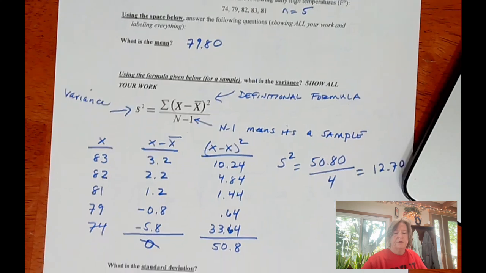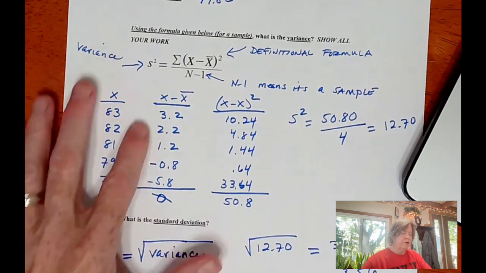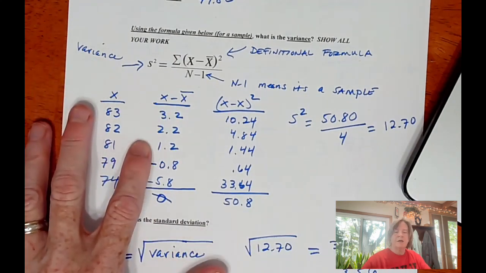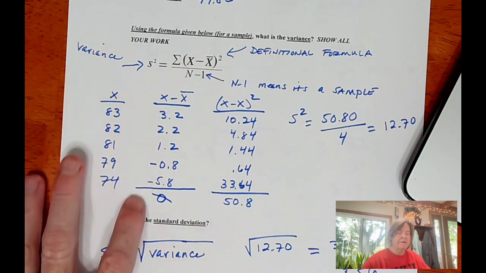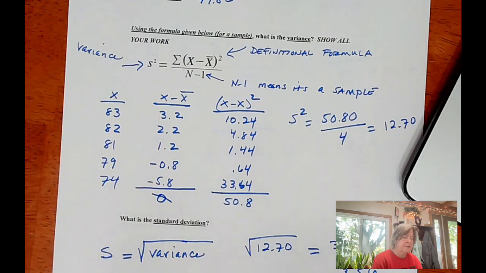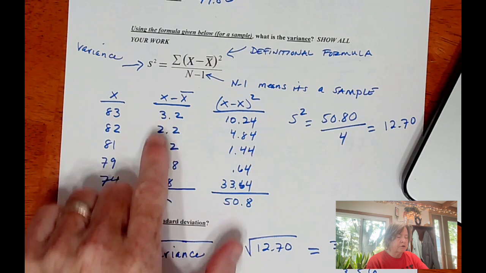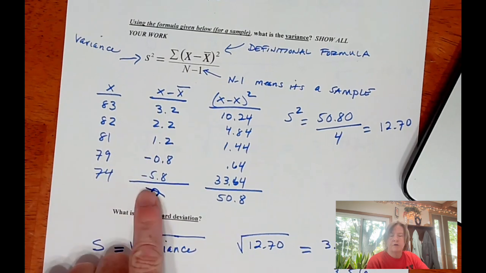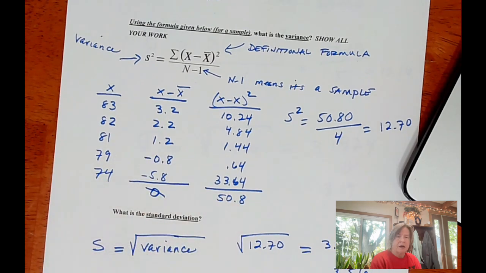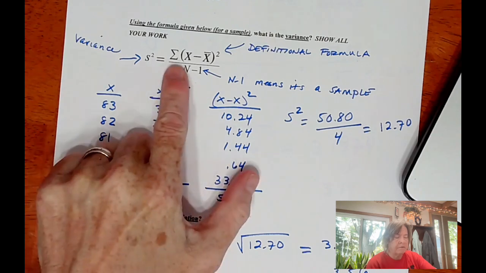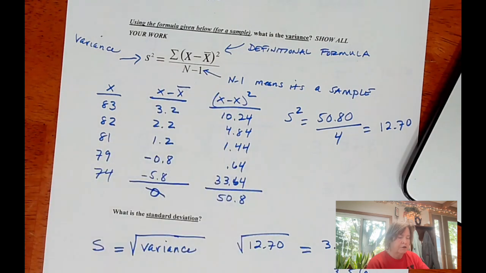Once we're done, you'll see that we have some above the mean, some below the mean. I just showed you that if you put all 5 of these in your calculator added together, that equals 0. As I went, I squared these. So like negative 5.8 squared is my 33.64. You add those up because it's the sum of the x minus the mean squared. So the sum of that is 50.8.